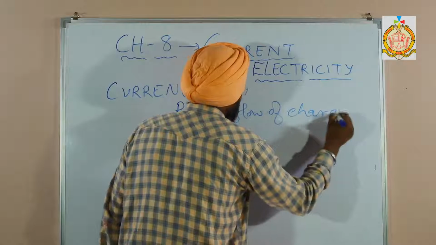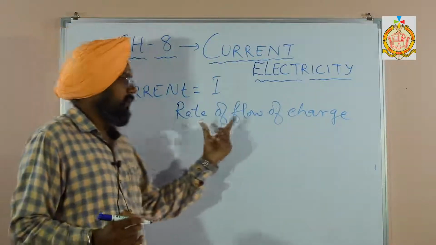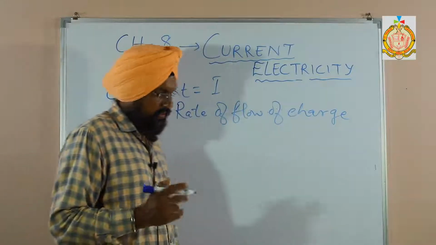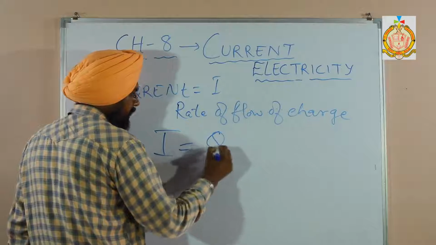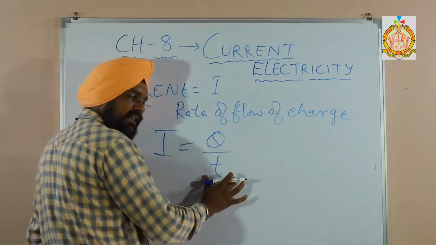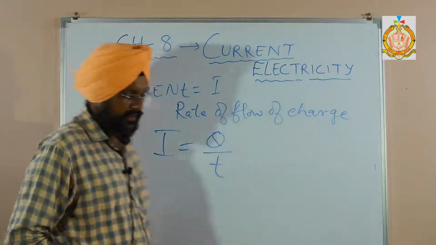How much charge can flow inside the wire, that much current can be produced. So within a time, I is equal to charge upon time. How much charge flows within a time, that is denoted as current.